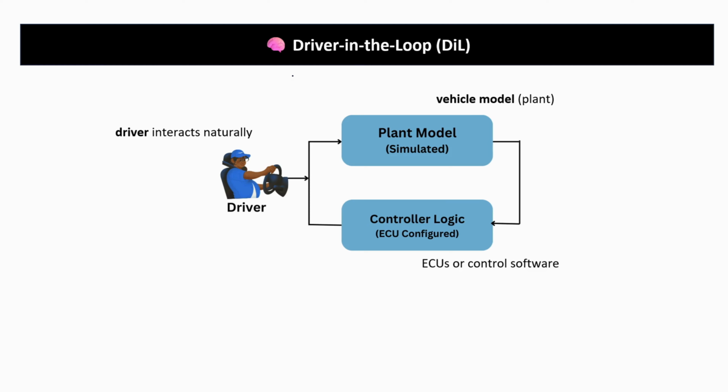So why is DIL so important? Because when your ECU works perfectly in a lab, it might not feel right to a human driver. For example, suppose your electric power steering system works flawlessly in HIL, but when a driver uses it, they feel the steering is too light at high speeds or too stiff at low speeds. That's a human perception issue, something you will never catch with hardware or code alone. DIL testing helps engineers evaluate exactly that, how humans perceive, react, and adapt to the vehicle's behavior.